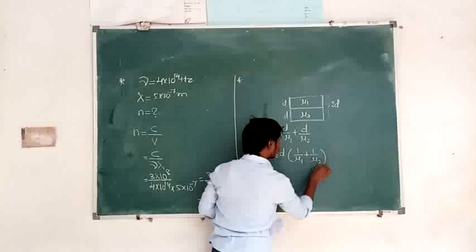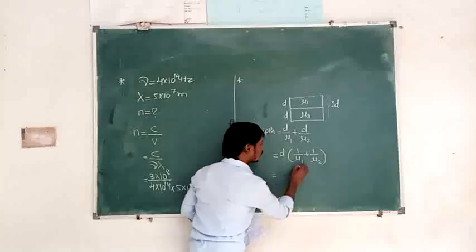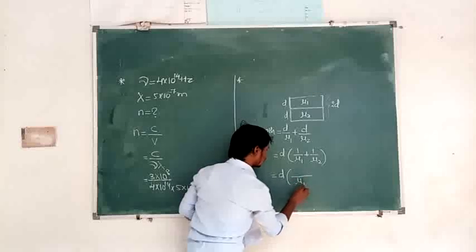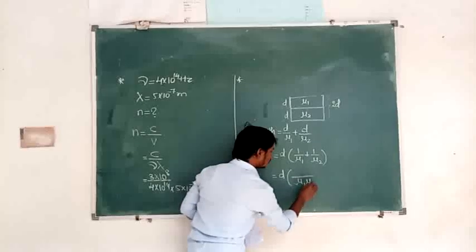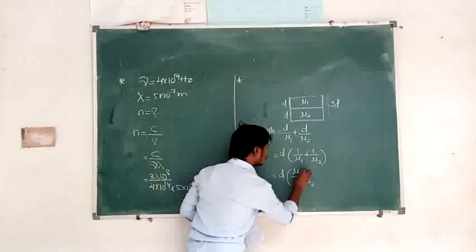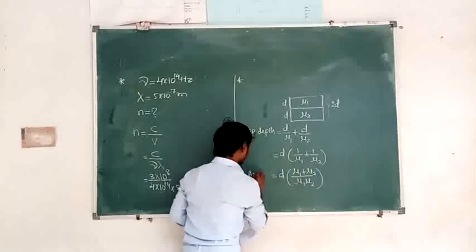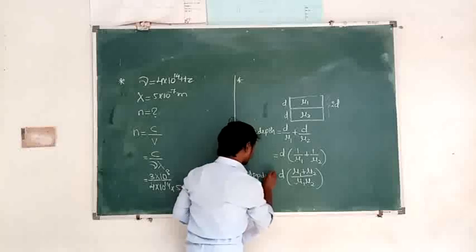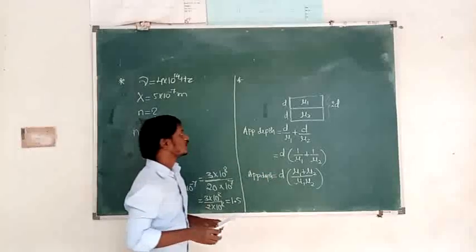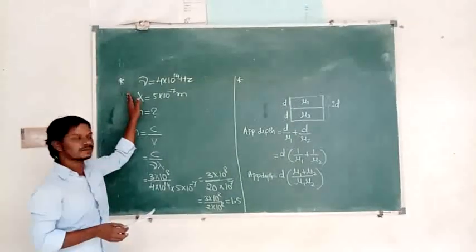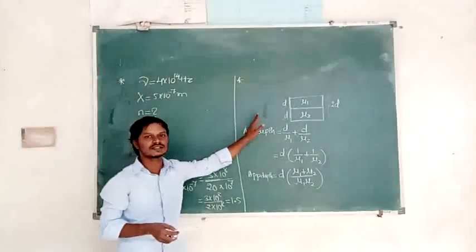On solving this one, what is the LCM here? mu1 into mu2. Sorry, d into mu1 plus mu2 over mu1 into mu2. That is the answer for the apparent depth. So the first question is related to absolute refractive index and this question is related to apparent depth.